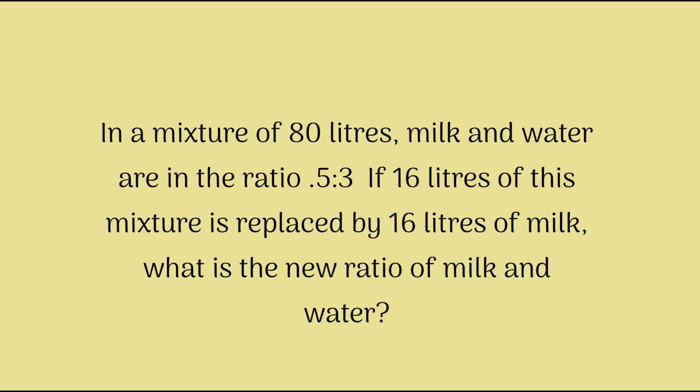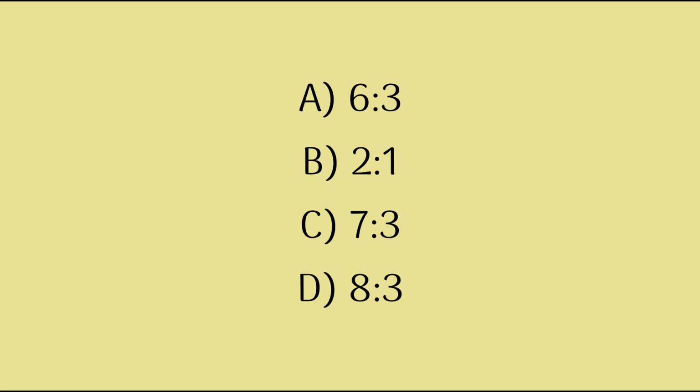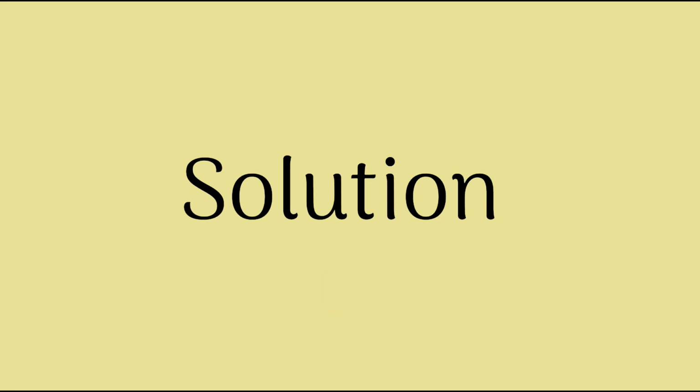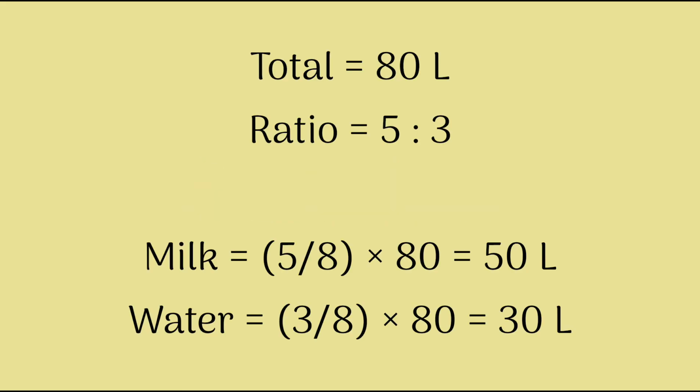In this question, it is given that in a mixture of 80 liters, milk and water are in the ratio 5:3. If 16 liters of the mixture is replaced by 16 liters of milk, what will be the ratio of milk and water now? Option A 6:3, option C 7:3, option B 2:1 and option D is 8:3. So let's solve it. We have to find the ratio of milk to water.